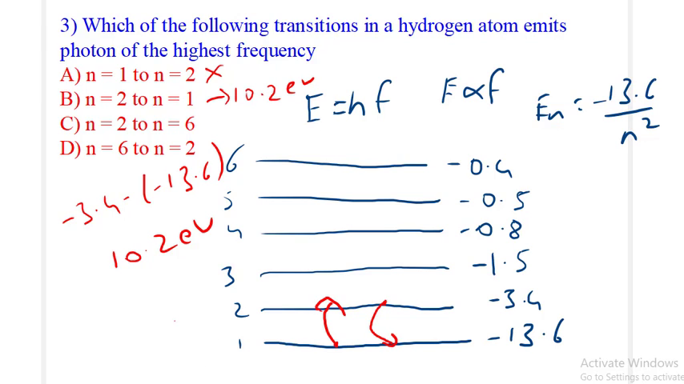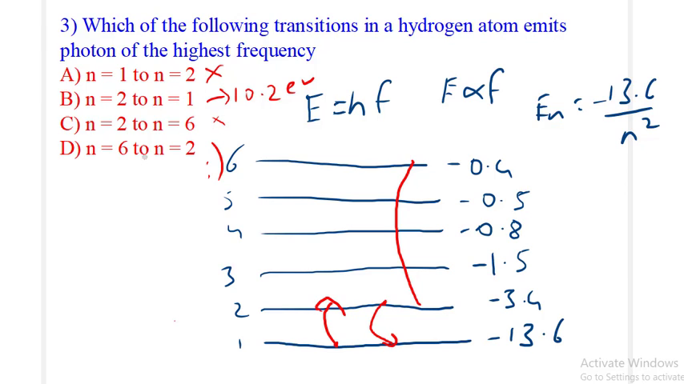Okay, next, what we have is from n equal to 2 to n equal to 6. When it jumps from 2 to 6, it is going from lower to higher, so there is no radiation in this case.